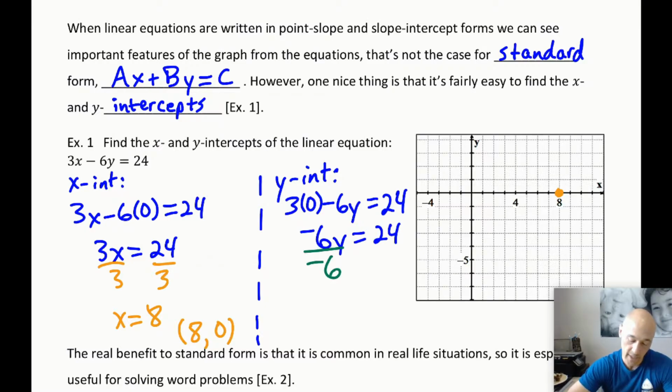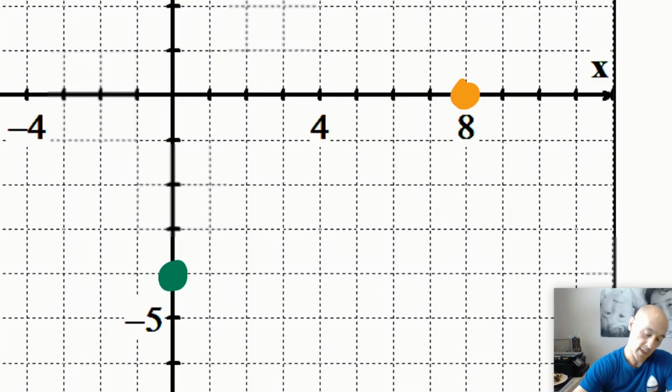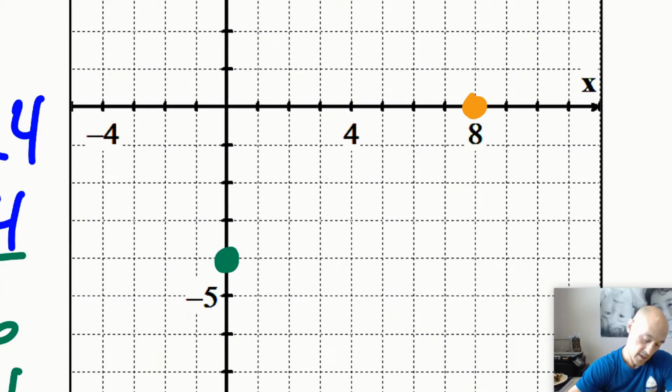Now we divide by negative 6. And we get y is equal to negative 4. So that is going to be the point (0, -4), because we started with the assumption that x was 0, and we found that y was negative 4. So that is (0, -4). It's right there. And then we can just connect those two points together with a nice straight line.